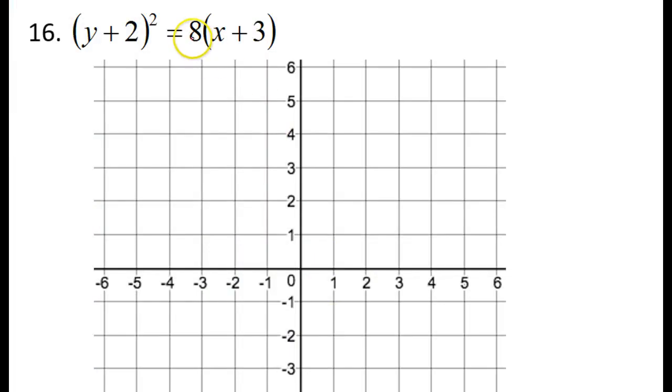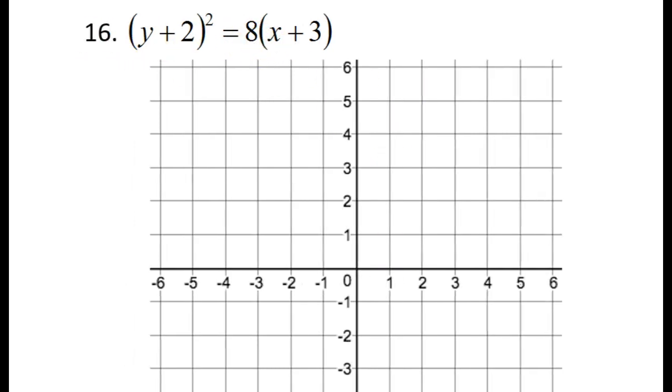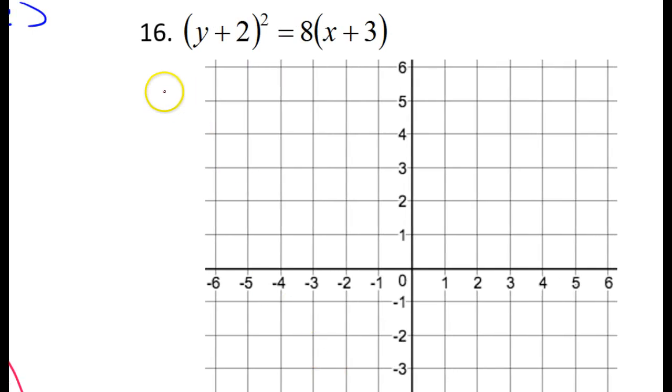So since this value 8 is positive, I know that it will open to the right. So I'm just going to make myself a tiny sketch to remind myself of what's happening. So I know I'm going to have a parabola that is opening to the right, which means that I will have a focus on the inside right here and a directrix in the opposite direction. Okay, and of course the vertex would be this guy right here.